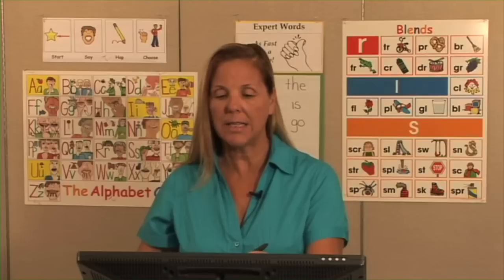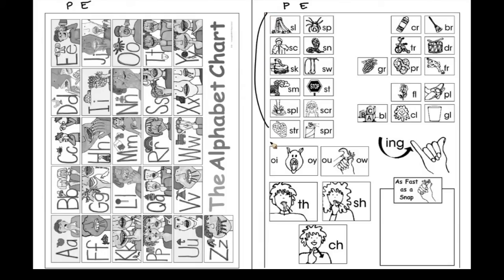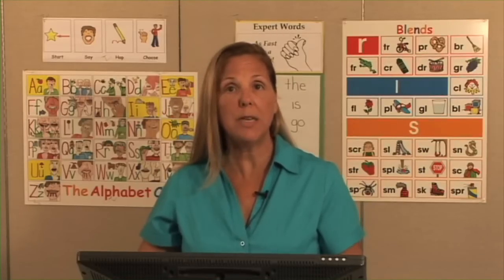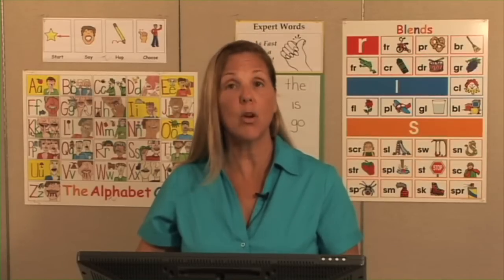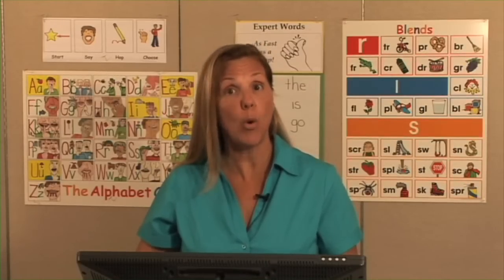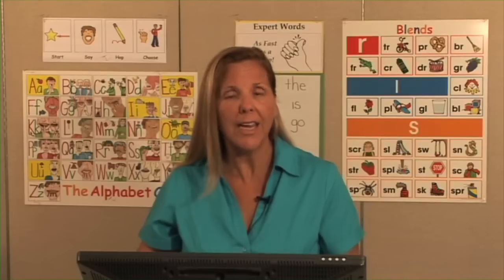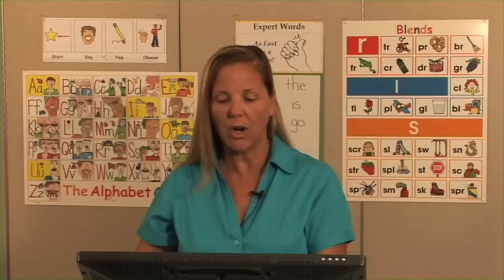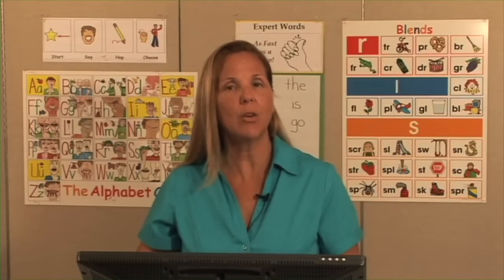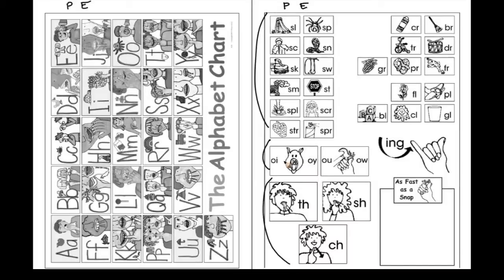This actually has the blends, and it has diphthongs and digraphs. If you notice, here's the pig. His mouth is open. The OI and the OY say oi. This is the pig that couldn't say oink. He only could say oi. He lost his voice. So we have our pig who lost his oink, and he can only say oi. So we have our OI and OY.